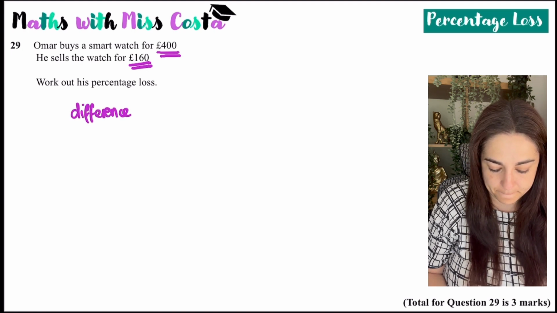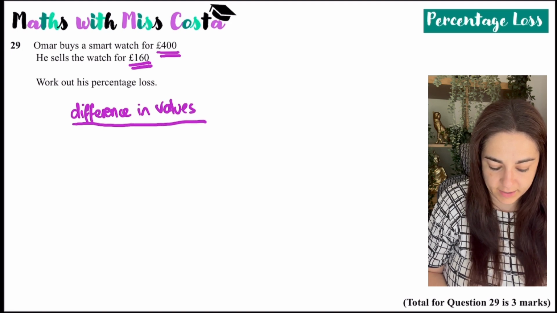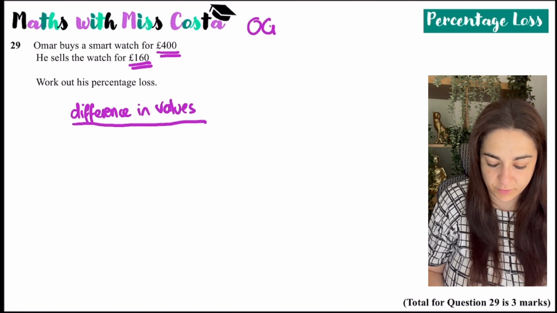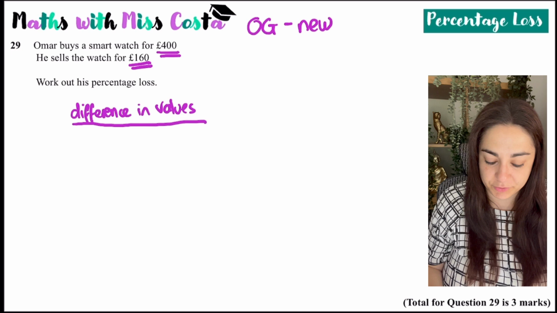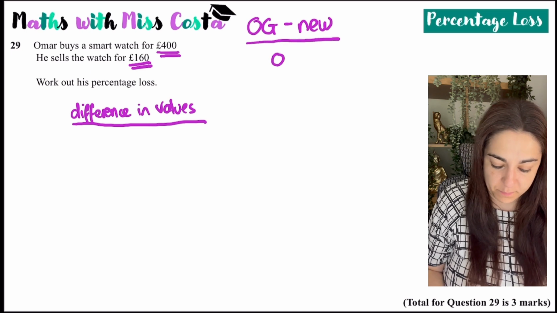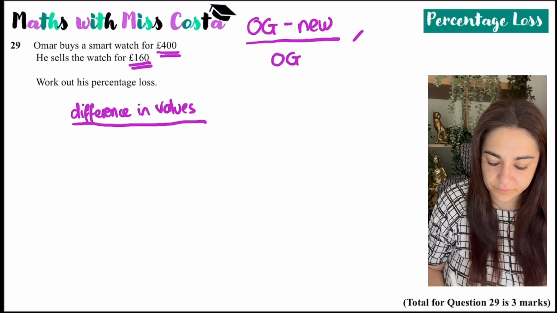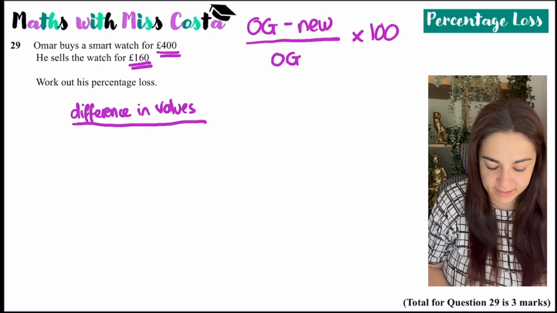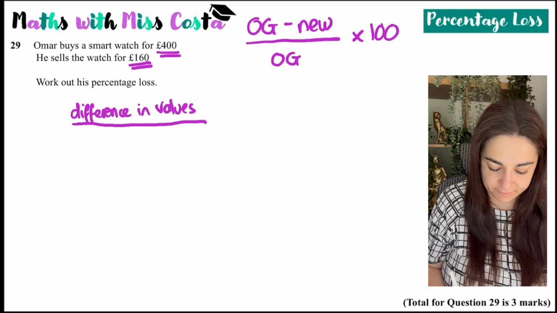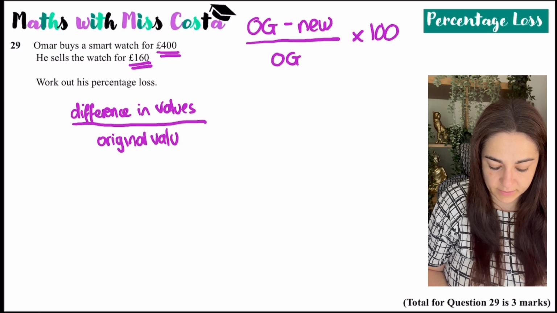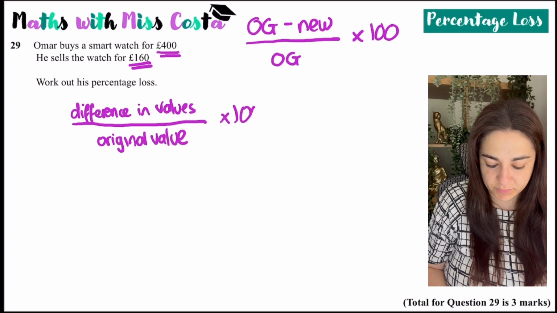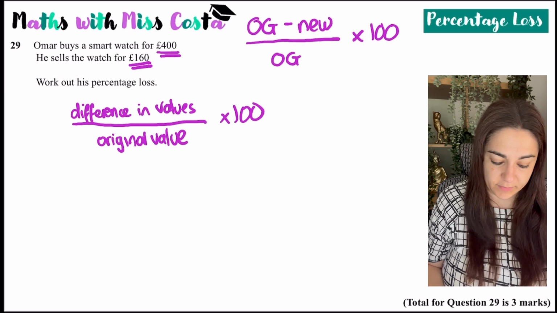difference in values. So to work out the difference, you do the original value, take away the new value, because to work out the difference we subtract, divide that by the original value and multiply it by 100. So we're working out the difference in values, divide it by the original value, so the original price, and you multiply it by 100. So what would we do here?